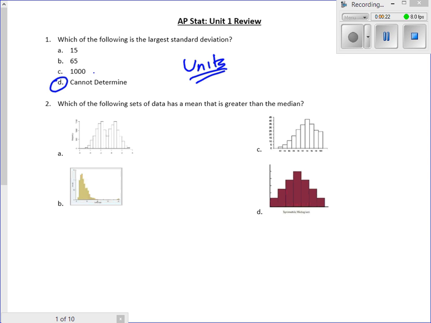For example, this could be millimeters versus up here this could be miles. So then all of a sudden 15 miles is obviously a much bigger spread than 1,000 millimeters.